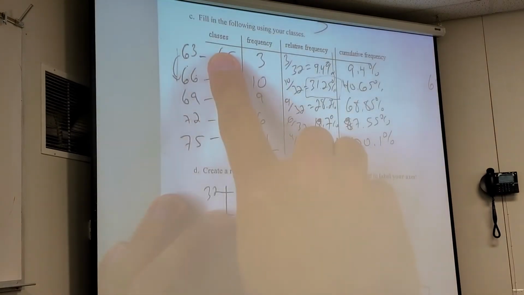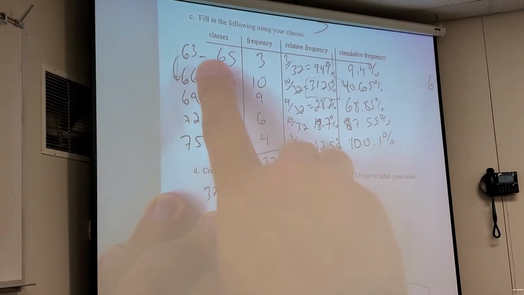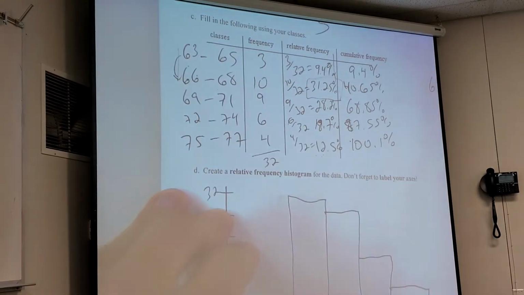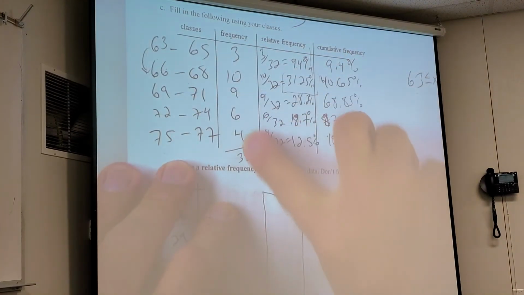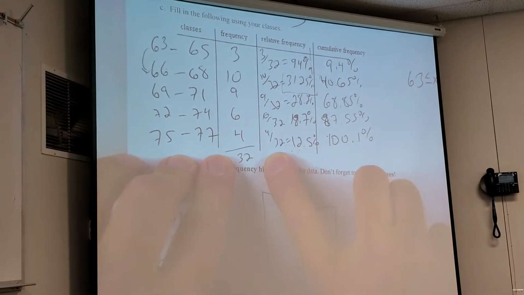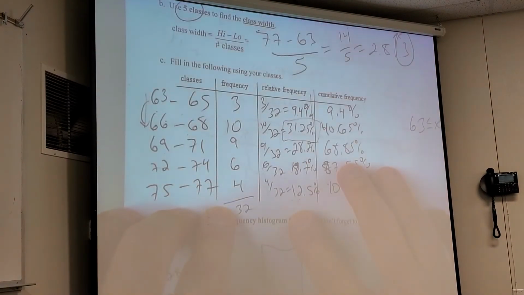I didn't see many people doing the inequality method, but that would be 63 less than or equal to x less than 66. Then you can see it both ways. Hopefully everybody got 3, 10, 9, 6, 4. Make sure it adds up to 32. That's a quick check. How do we know 32? Because it's got to be 32 things, right? Is everybody cool with that? You guys all right?